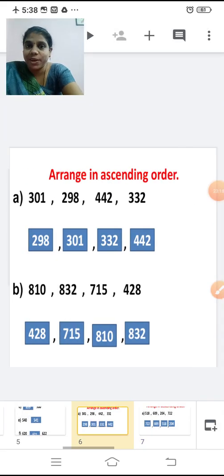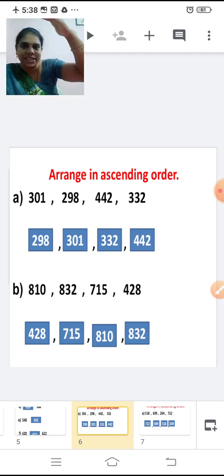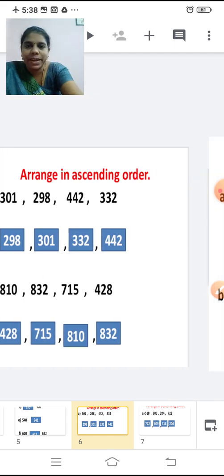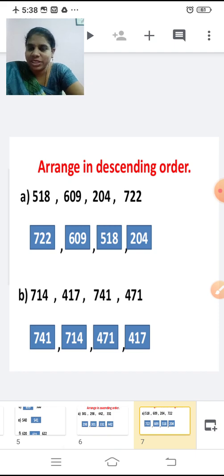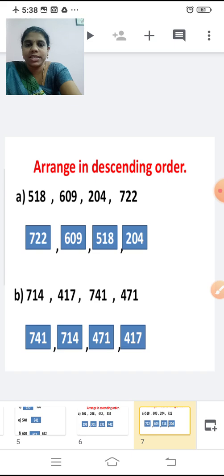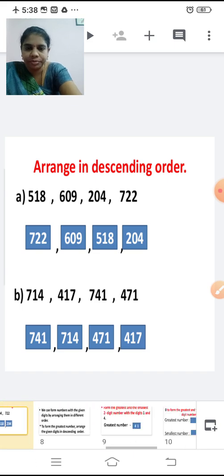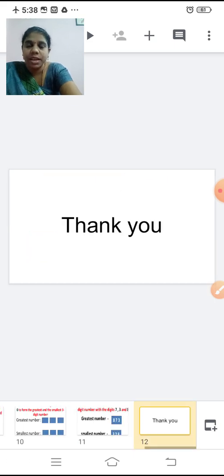So what do you mean by ascending order? Arranging the numbers from smallest to the biggest, right? And what do you mean by descending order? Arranging the numbers from the biggest to the smallest. So practice well the sums, children. Practice well.